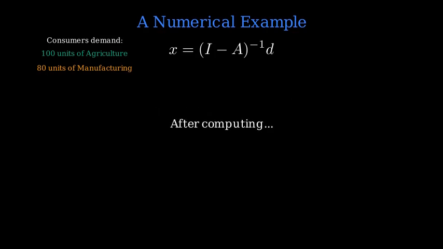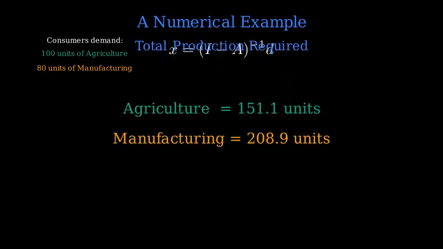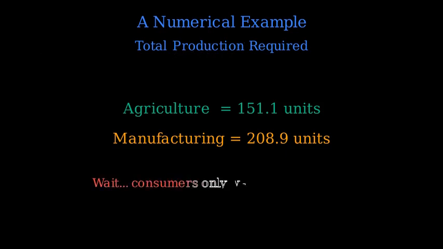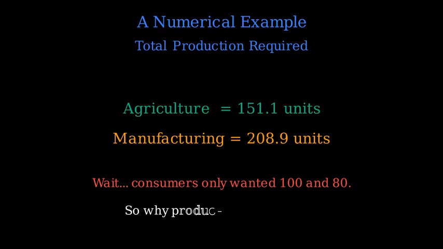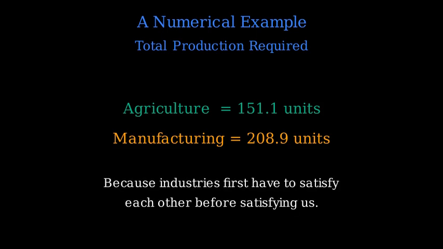Agriculture must actually produce about 154.5 units. Manufacturing must produce about 213.6 units. Wait! Consumers only wanted 180 units combined. So why produce so much more? Because industries are producing not only for us, but also for each other. The extra production keeps the entire economic system running.